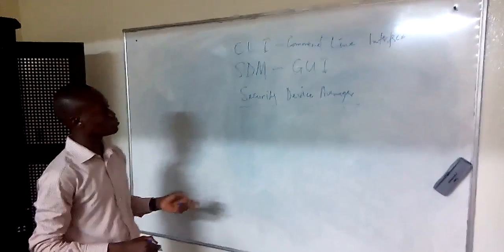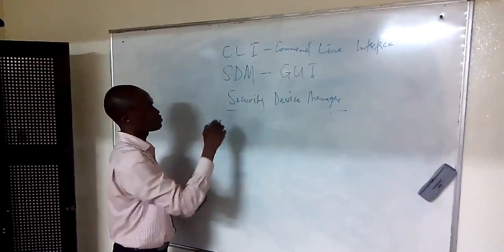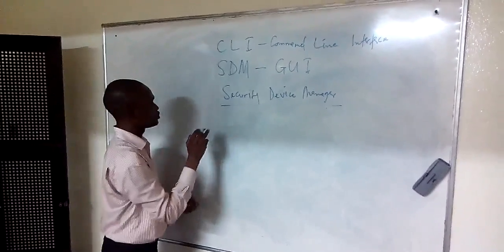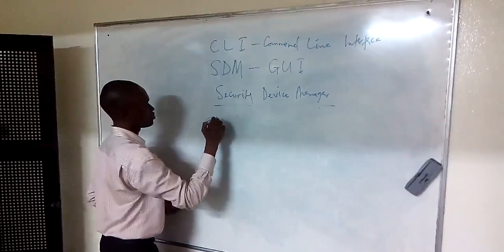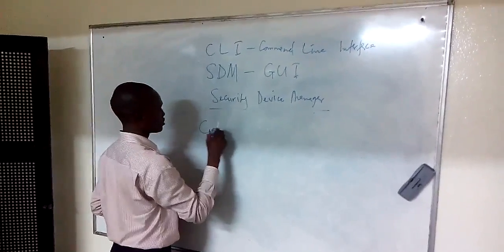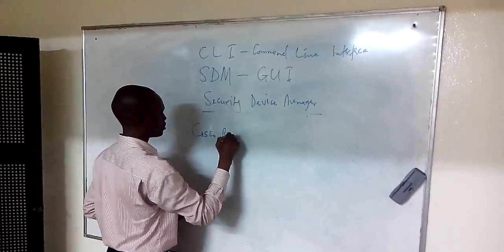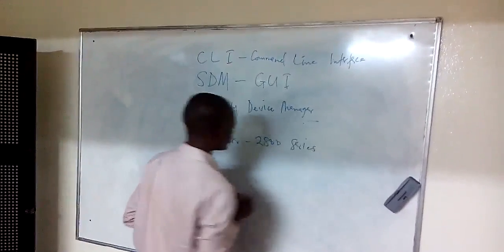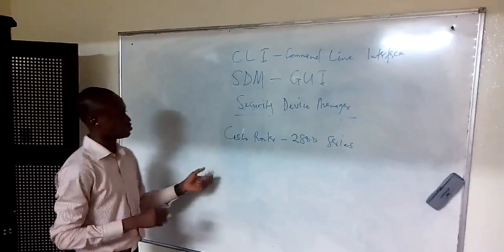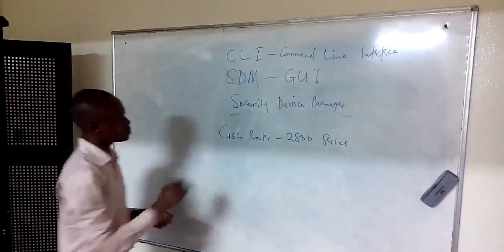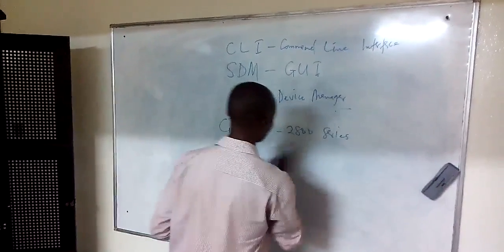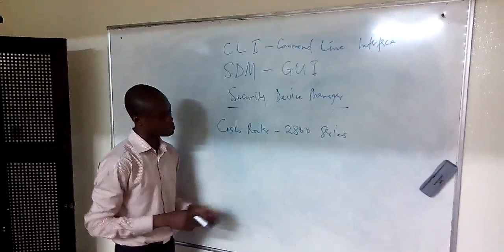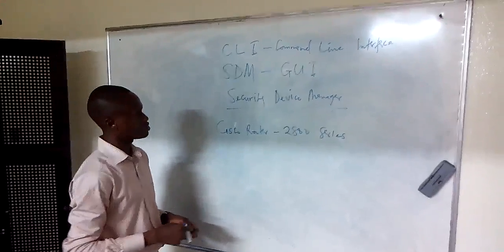Now, in this video, we are going to demonstrate how we can use the Cisco Device Manager graphical user interface to configure a router. We're going to use a Cisco 2800 series router to demonstrate how this configuration can be done. By default, a Cisco router has an image on it that can support SDN. This video is going to show every detail of how we can get to that environment to get this done.